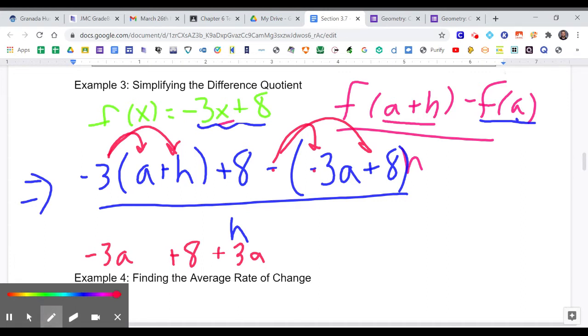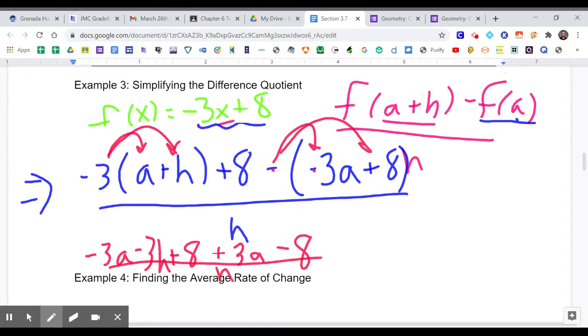Okay, negative 3 times a is negative 3a minus negative 3 times h. So negative 3h plus 8 plus 3a, and then subtract 8, and that's all over h. And so what I end up getting is, okay, you'll notice if I'm simplifying, because that's what we said we're doing, negative 3a plus 3a, those cancel out. And then plus 8 minus 8, those cancel out. And so all I get is negative 3h over h, which ends up being negative 3.